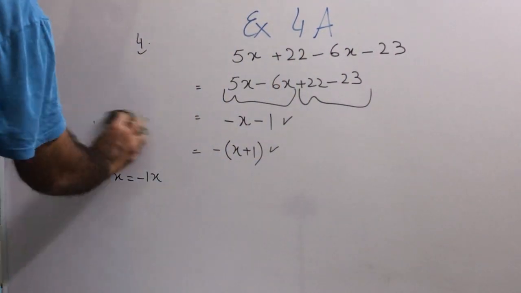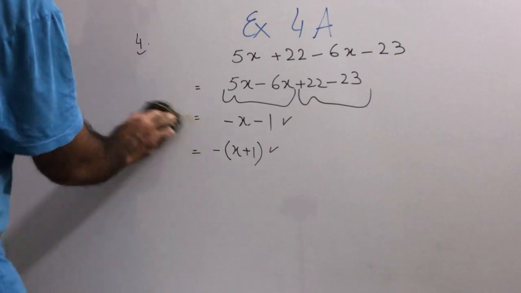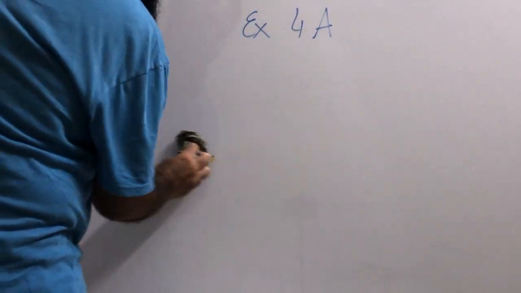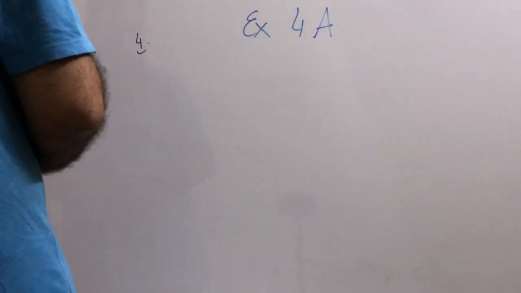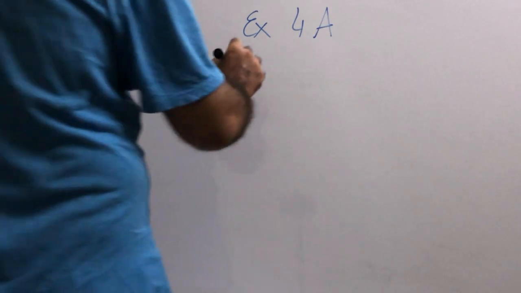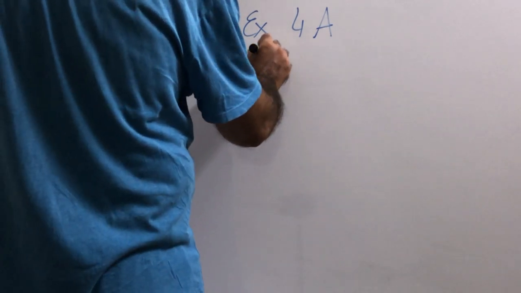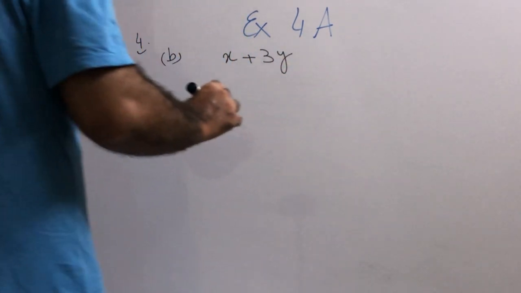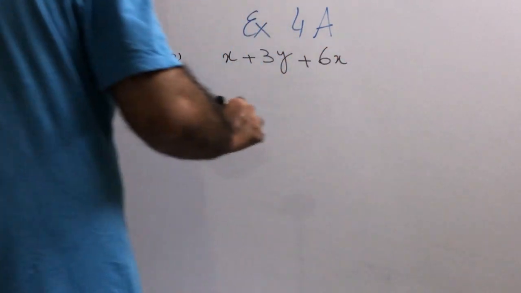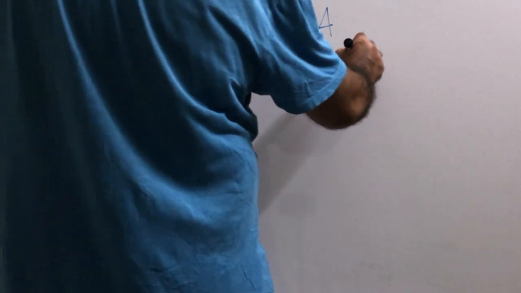Now we will be doing part B. We are here simplifying the expressions. Part B says x plus 3y plus 6x plus 4y.